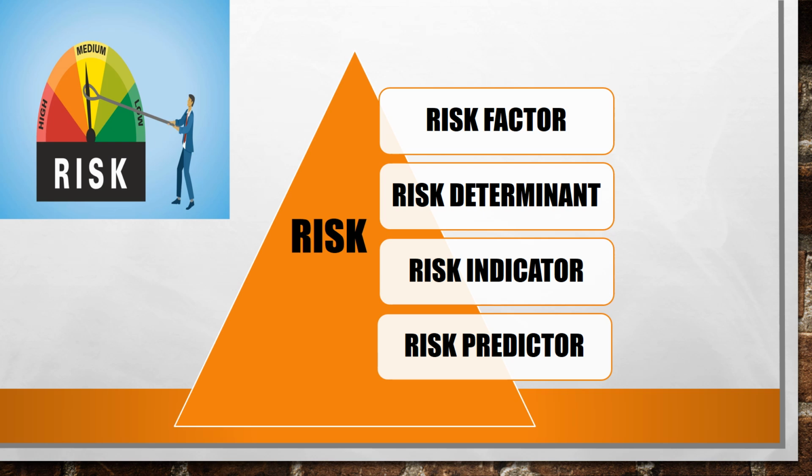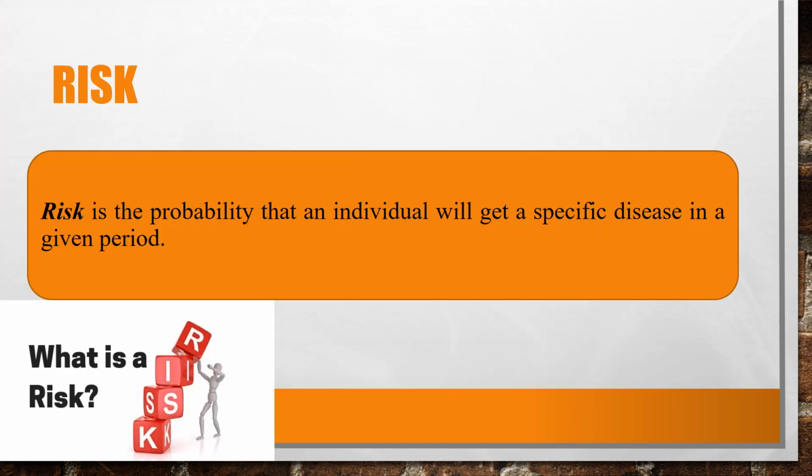It consists of various terminologies: risk factors, risk determinants, risk indicators and risk predictors. Before going to the details, what is risk? Risk is the probability that an individual will get a specific disease in a given period. So this comes before the diagnosis. That is, the probability that an individual will get a specific disease in a given period of time.